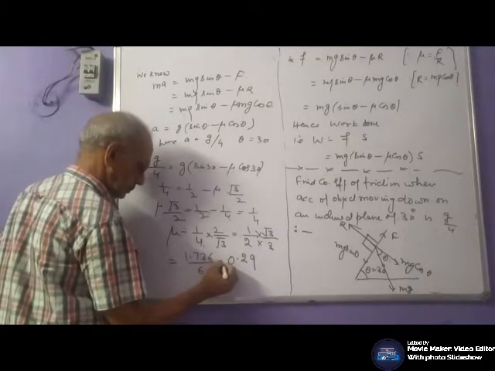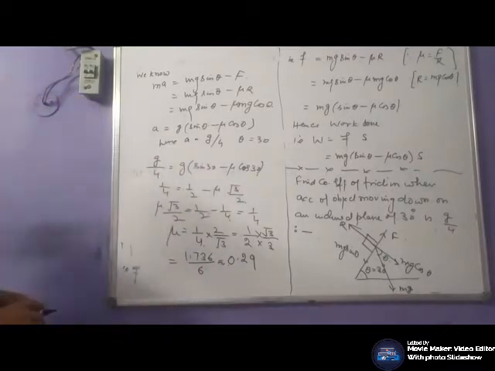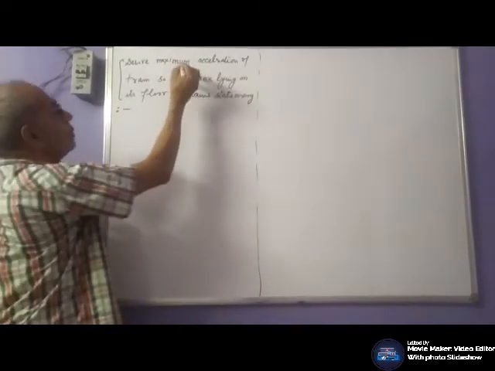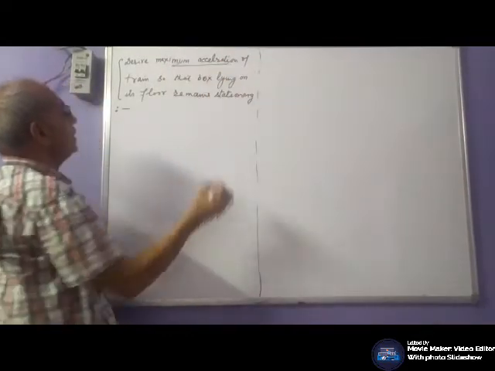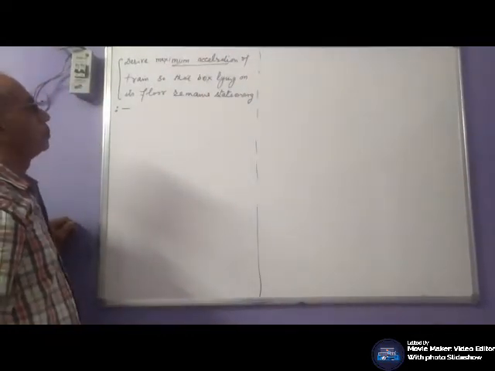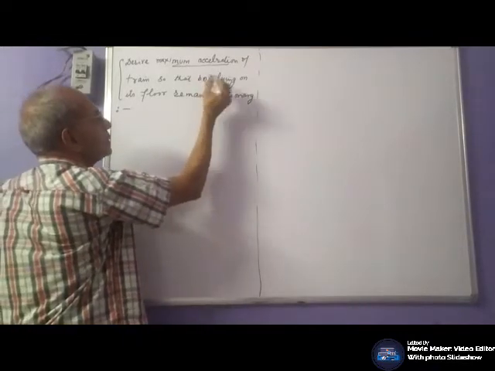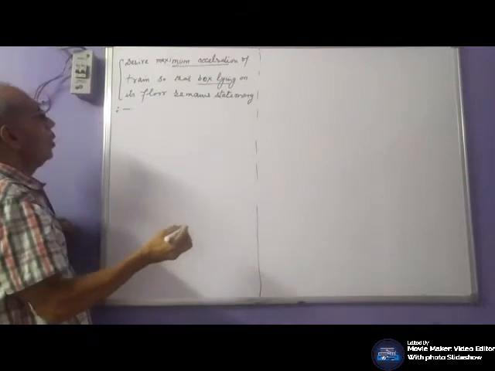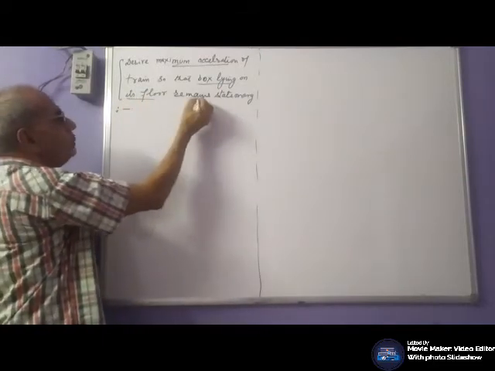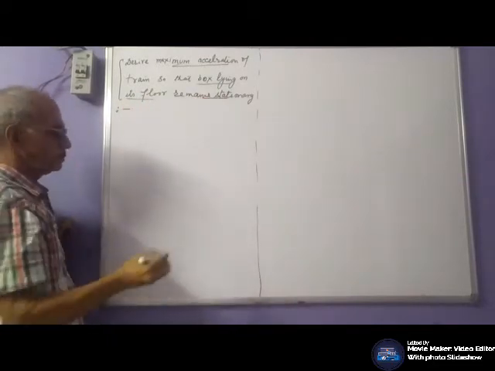Nearly this. This is what? Coefficient of friction. Derive the maximum acceleration of the train so that a box lying on its floor remains stationary.